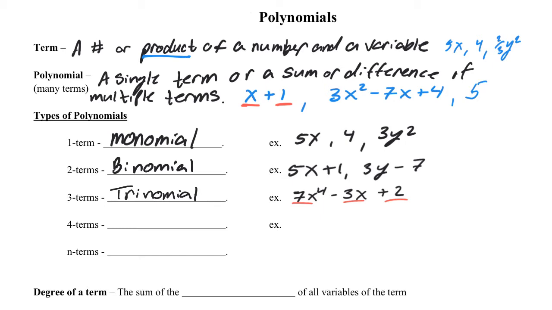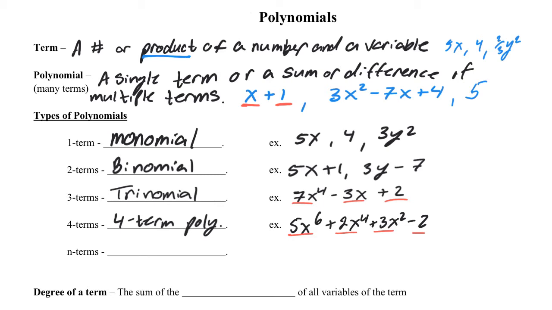If we have something like a 4-term polynomial, we're simply going to call it a 4-term polynomial. And we can shorten that to just poly. So what might that look like? Say 5x to the 6th plus 2x to the 4th plus 3x squared minus 2. So we have 4 terms. We can underline them, 1, 2, 3, 4, linked by either addition or subtraction. So that's a 4-term.